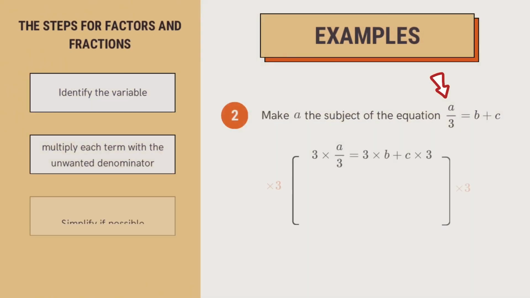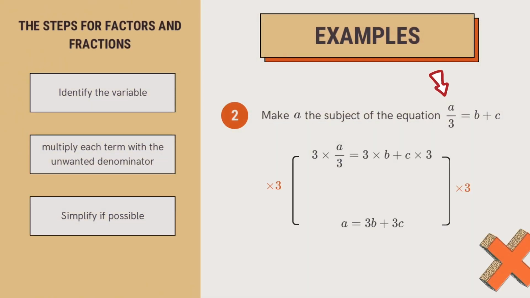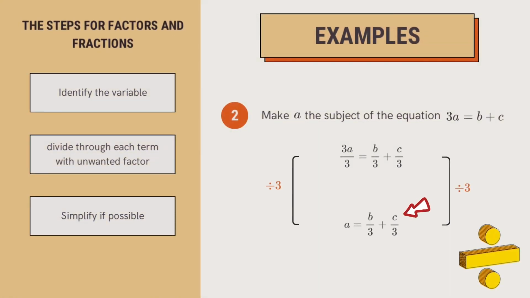2. Factors and fractions. Let's make a the subject in the equation a divided by 3 equals b plus c. To eliminate the fraction, we multiply through by the denominator, which is 3. This gives a equals 3 times the sum of b and c. If 3 was multiplying instead, e.g., 3 times a equals b plus c, we would divide through by 3 to isolate a. This gives a equals the sum of b and c divided by 3.